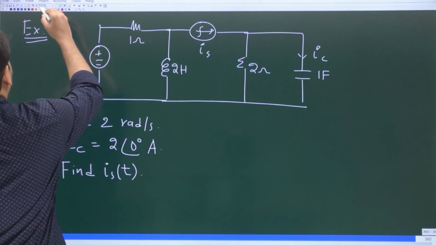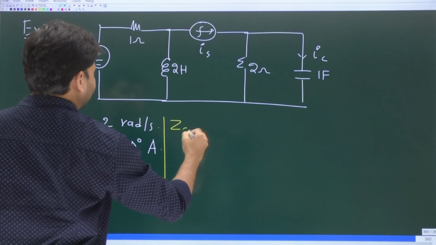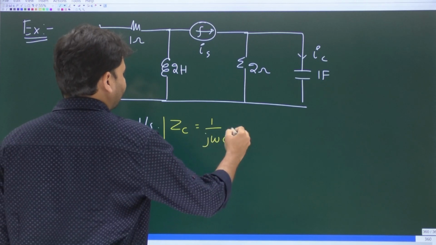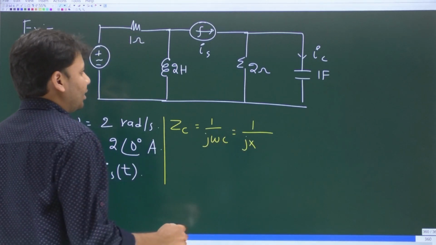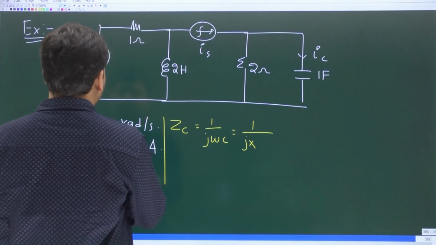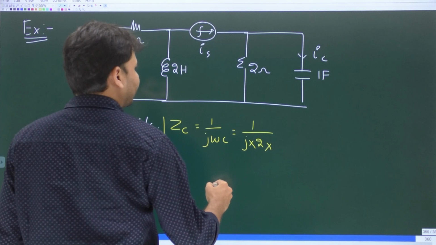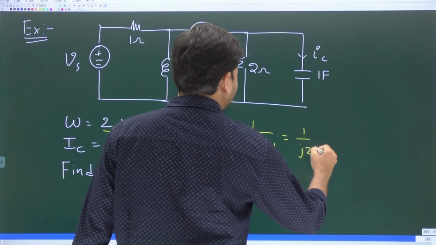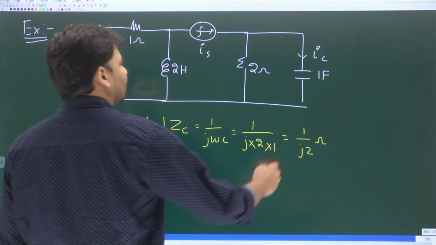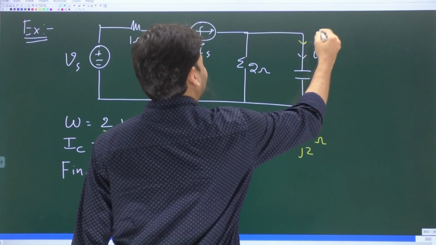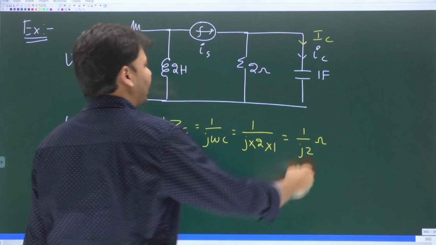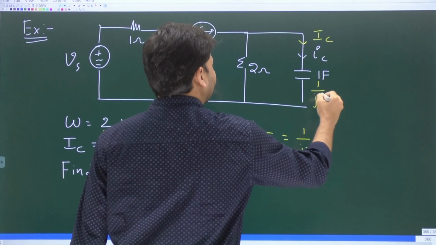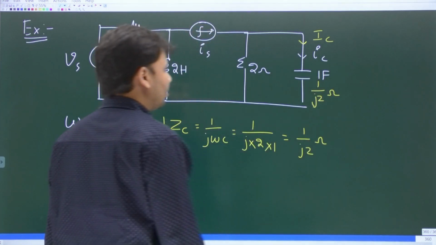So here, ZC is the impedance of the capacitor, which is always going to be 1 by j omega C. That is 1 by j times omega, where omega is the operating frequency, 2, times the capacitance, 1. So it is 1 by j2 ohms. Even the small ic in the phasor domain will become capital IC, and 1 farad capacitance in the phasor domain will become an impedance of value 1 by j2 ohms.